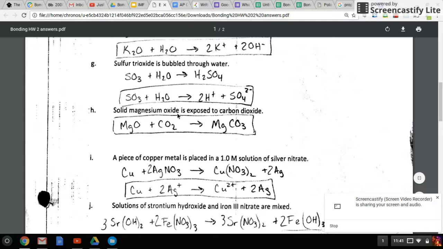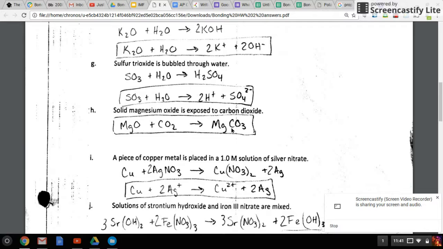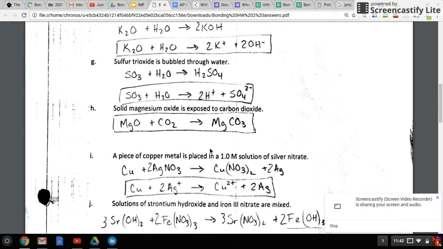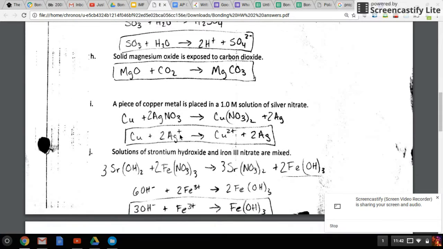In H, it's solid magnesium oxide exposed to carbon dioxide, and that is going to form magnesium carbonate. Besides the fact that most carbonates are insoluble, the other reason we don't have this shown as ions is because there is no water involved here, so we're not dissolving anything. Magnesium carbonate would just form and would be in the solid form, resulting in no ionic charges. I is a single replacement reaction. It's one that you have seen. Copper put into silver nitrate. Of course, nitrates are all soluble, so they do split up, and that's one of the few compounds that will combine with silver and not form a precipitate.